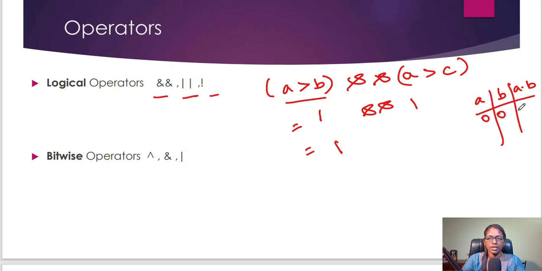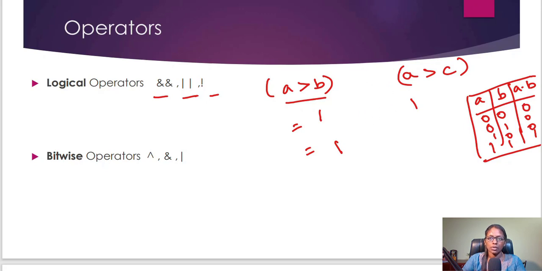So that is, if both the conditions are true, then the result will be true. If any one of the conditions is false, then the result will be false. That's it. This is the AND logical operator. And the next one, you write OR in the place of AND.